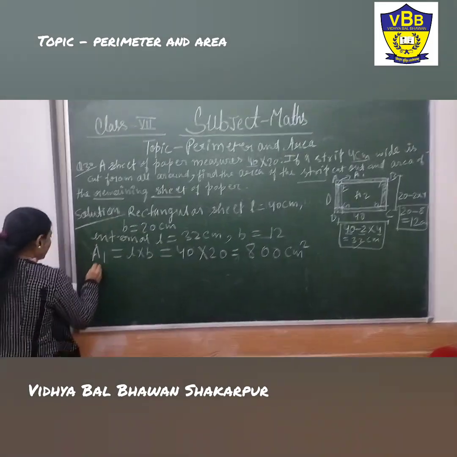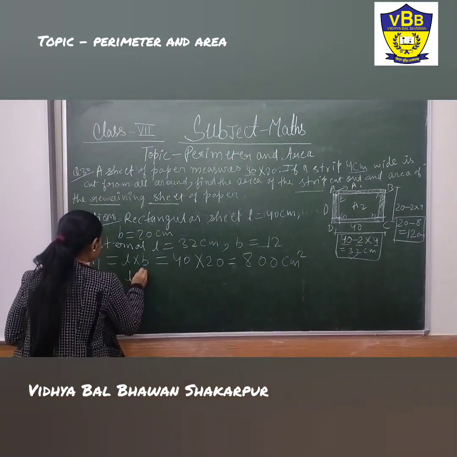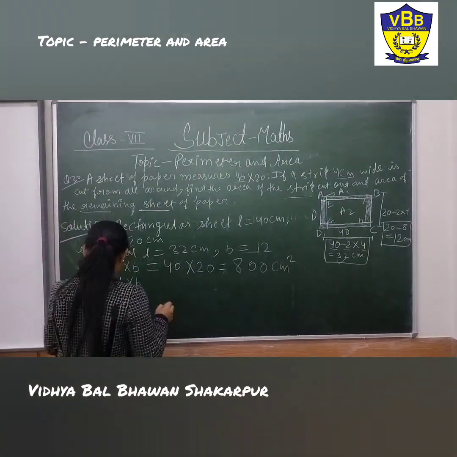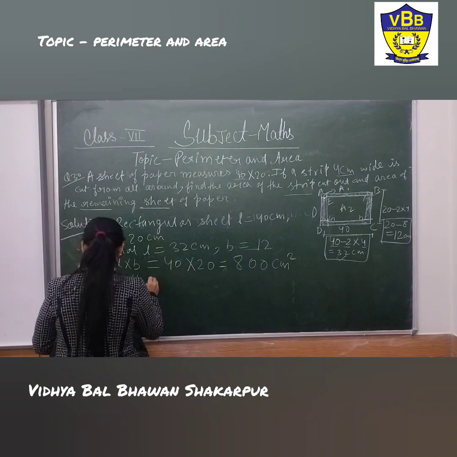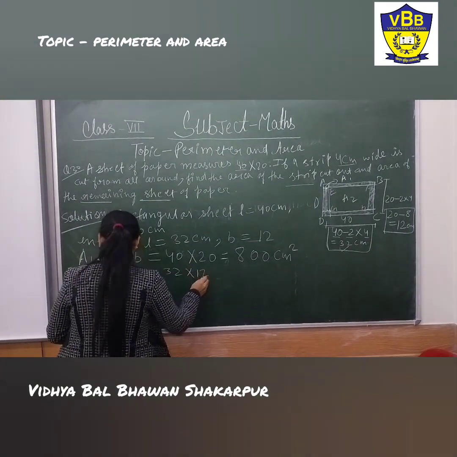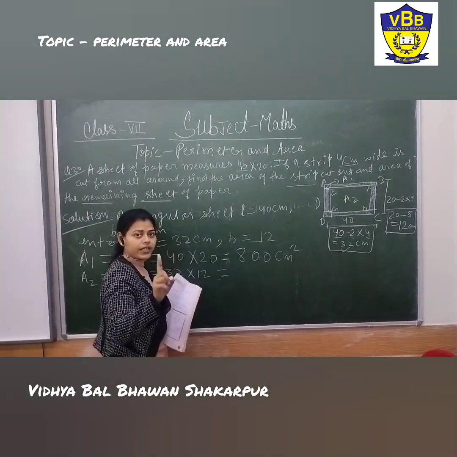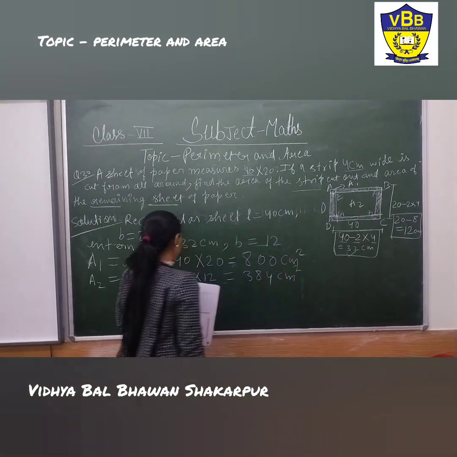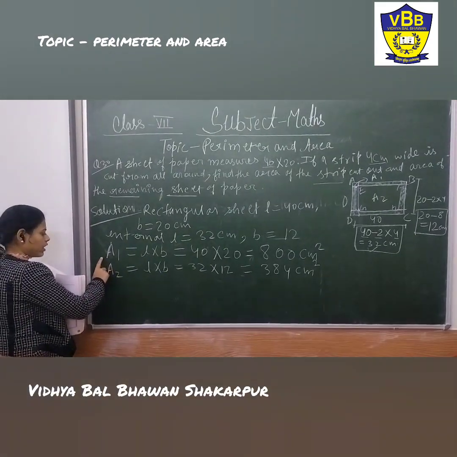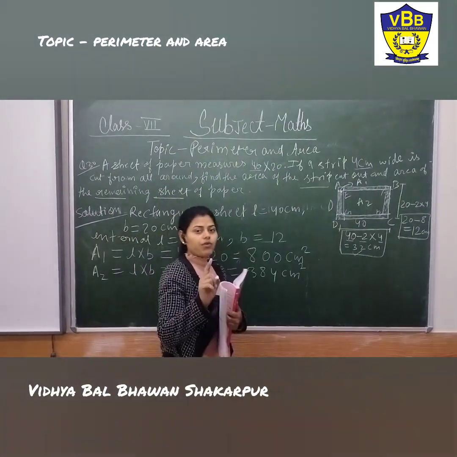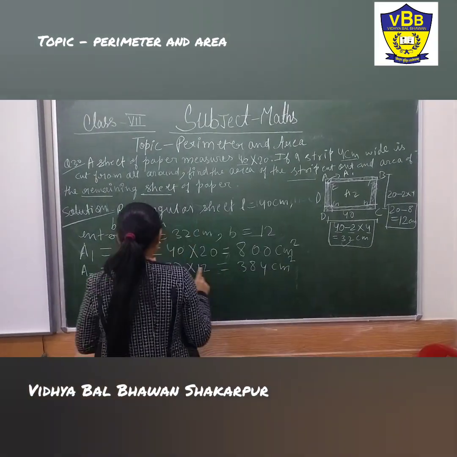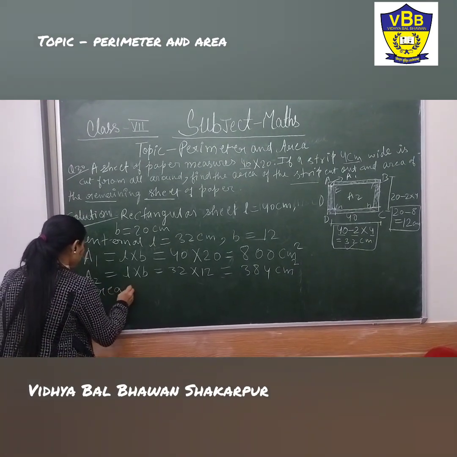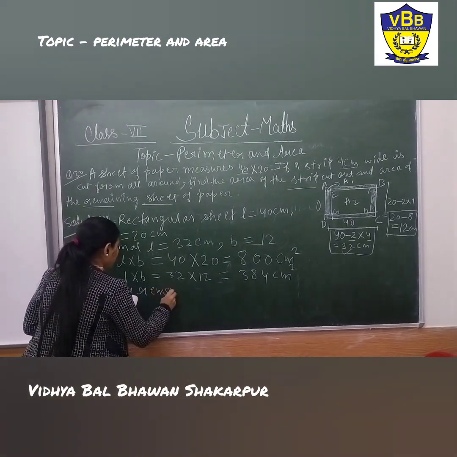A2 is equal to, again, length into breadth, and this time it is the area of EFGH that we are calculating. So 32 multiplied by 12, when you calculate, you will get 384. That is also in centimeter square. So we have the inner side area, and the outer side area also. Now we can calculate the area of the strip by subtracting.